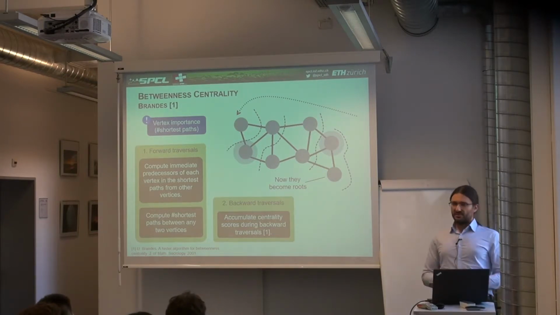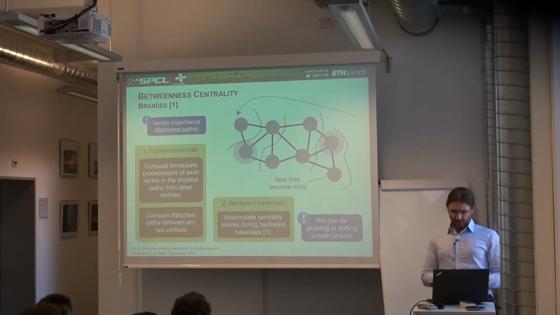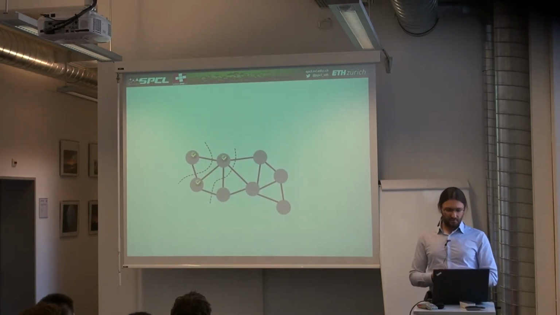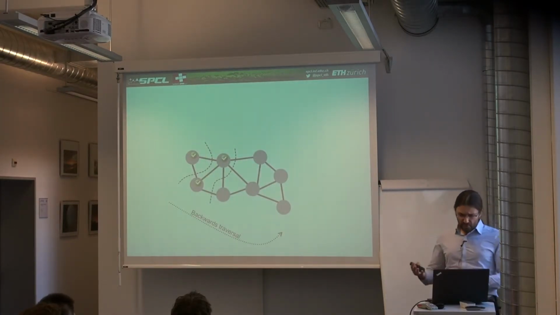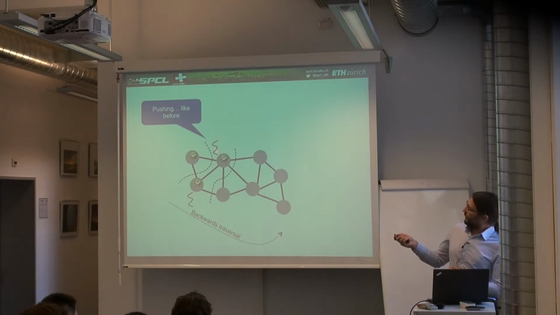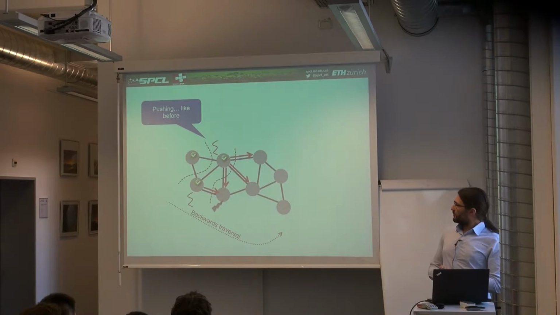As we go, we update the state for each of the vertices. And now we can actually do the pushing and pulling in both of these phases. So let's take a look at one of these phases, namely the backward traversal. We'll skip the forward one because it's also a bit involving. Like in the pushing before, we have our threads, we have our vertices sitting in the frontier, and we again update the state of our neighbors, generating the right conflicts.